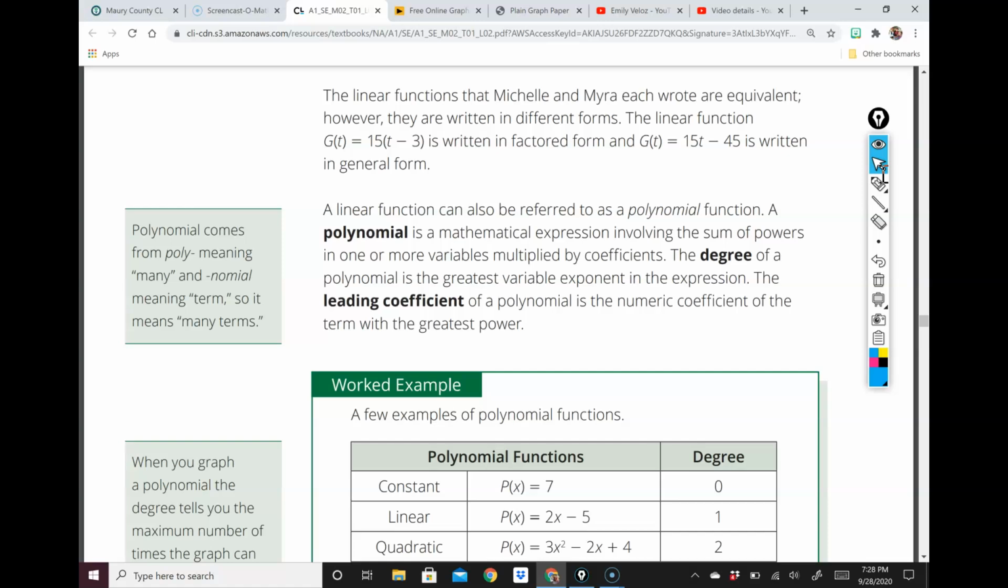A linear function can also be referred to as a polynomial function. A polynomial is a mathematical expression involving the sum of powers in one or more variables multiplied by coefficients. The degree of a polynomial is the greatest variable exponent in the expression. The leading coefficient of a polynomial is the numeric coefficient of the term in the greatest power.